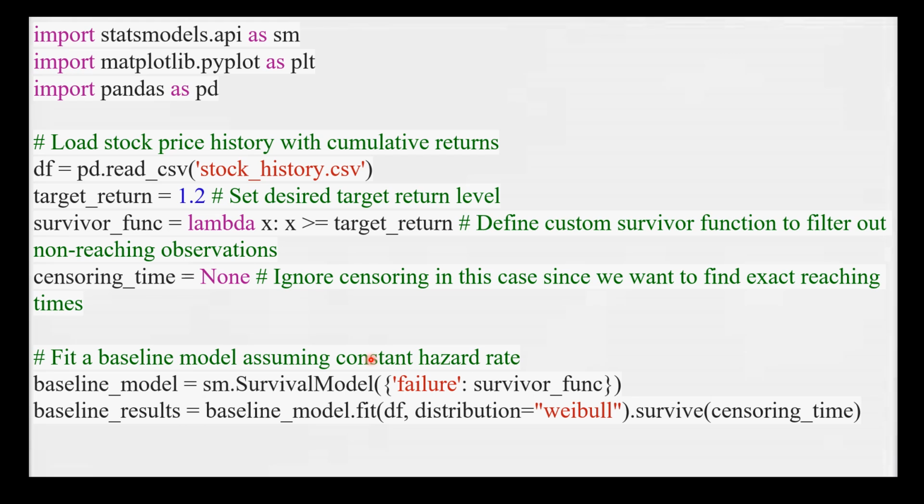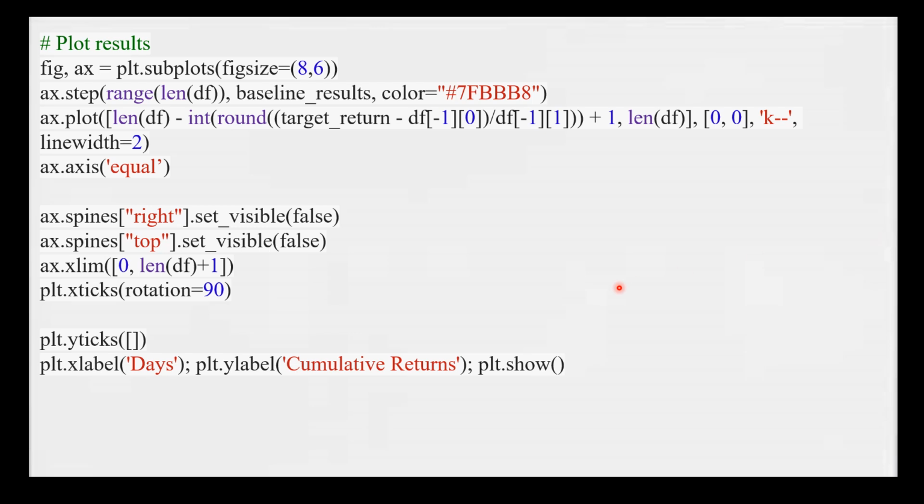So after fitting this baseline model using the fit method, the survive method generates the survival probabilities based on the input data frame df, and these values tell us how likely it is that the asset won't fail before a specified date. Finally, the results obtained from this baseline model are plotted using the matplotlib library. The horizontal axis displays the number of days passed, while the vertical axis shows the accumulated gains.